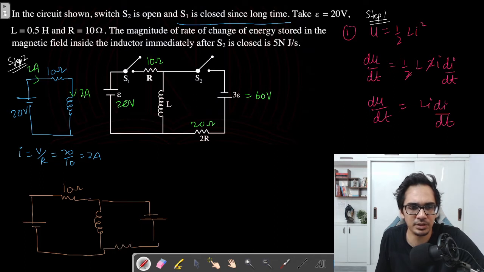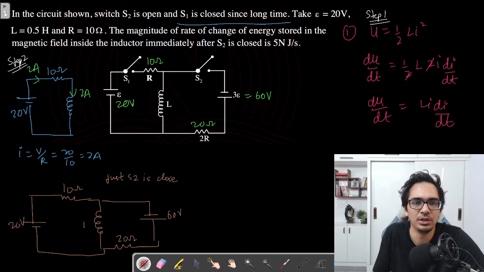This is 20 ohm. This is 60 volt. This is 20 volt. L is there. Okay. So now S2 is closed. Just it switched on. So now you see what's happened when it is just closed.